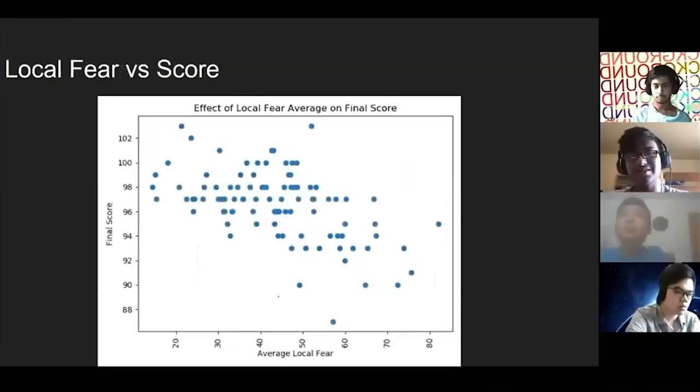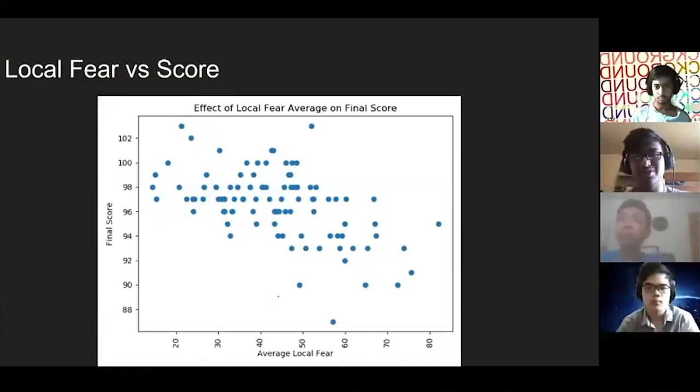Moving on to our next graph, we have here a local fear versus score, which shows a scatter plot comparing the local fear average of a game compared to the final score of it. Our original hypothesis here was that a local fear average closer to the point where no events occur would result in the highest possible final score, as we thought the events overall would have a negative impact on it. And we were proven to be right, as the place where no events occur was just the local fear of 20 in our implementation.